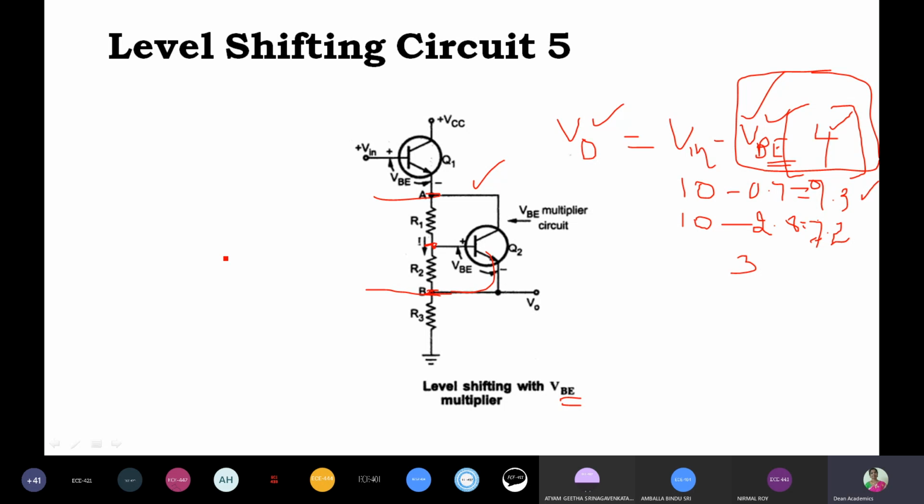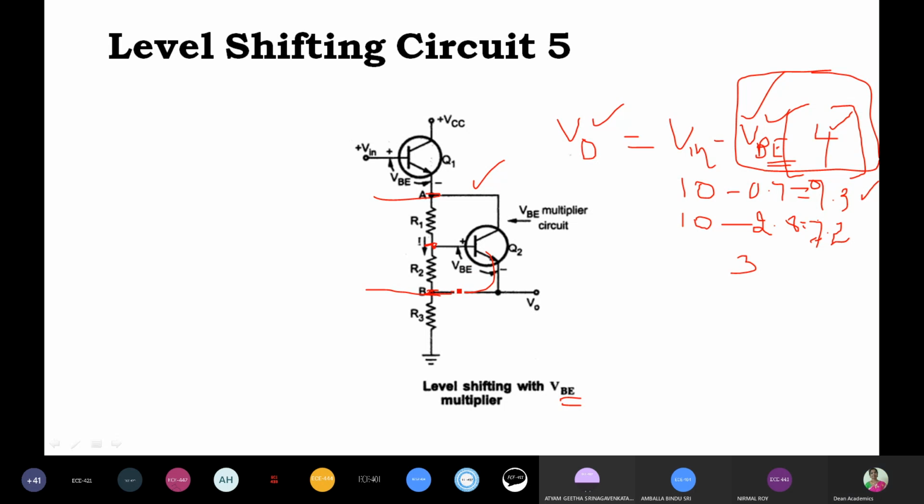Right? Now, what is this? I R2 is equal to VBE, right? This is I into R2. This is I. This is the voltage drop here. I R2 is equal to VBE.